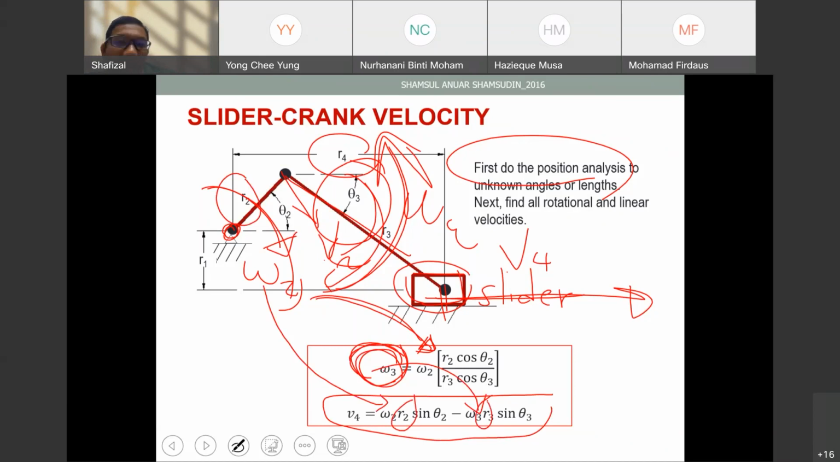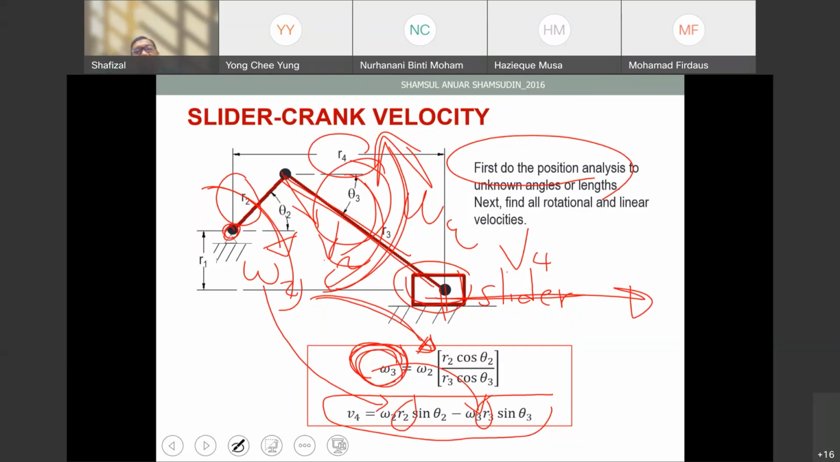And R3 is also given. The length of the links are always given. Otherwise, you have to find it using trigonometry equations, or using sine or cosine law, to find all the lengths of the links. Then when you know all the lengths of the links, you can find the unknowns that you don't know. The question given is usually to find the unknowns.